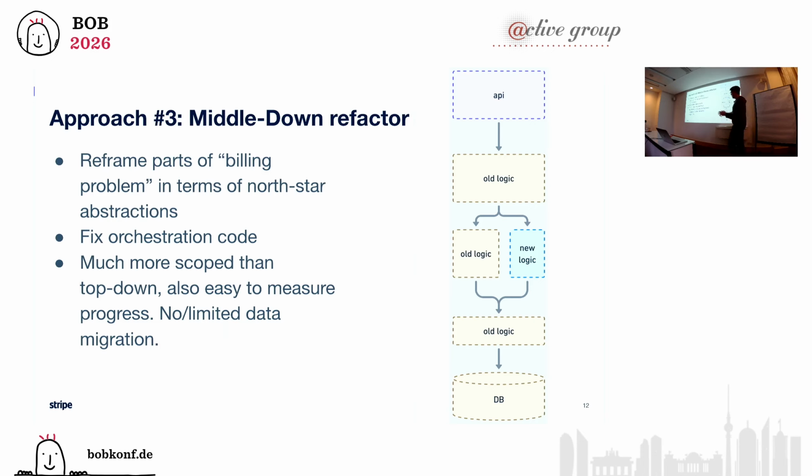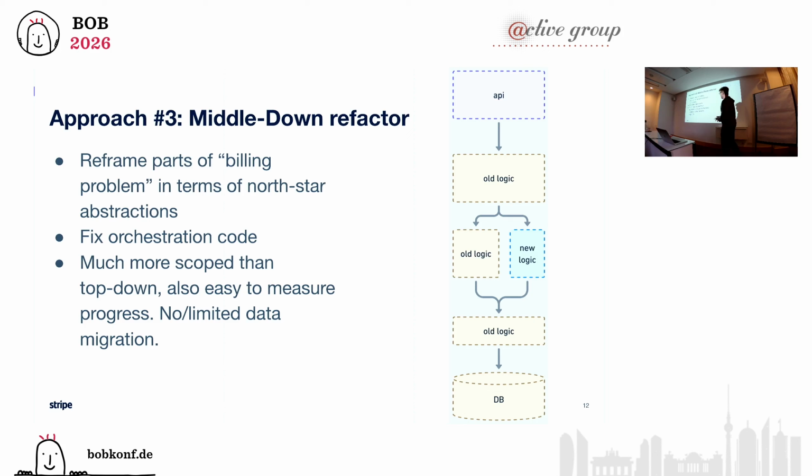And we'll adjust the orchestration code around that to make it clear where this billing thing happens. We're going to put a clean interface on top of that, and then start refactoring it. So it's much less scope than top-down, right? Because you picked a sub-problem.